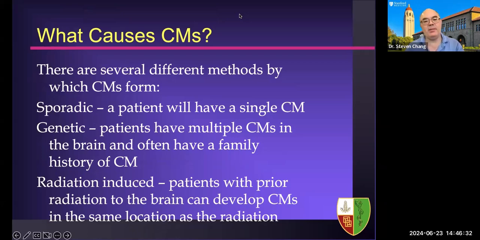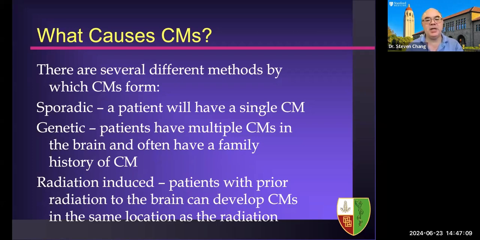There are several different mechanisms by which cavernous malformations are thought to form, and I want to discuss the three most common types that we see in our clinical practice. The first is what we would call a solitary, single, or sporadic cavernous malformation. And this is the most common type that we see. It's in a patient that has one cavernous malformation and nothing else. There's no family history of cavernous malformations. There are no multiple cavernous malformations. It's just a single cavernous malformation.